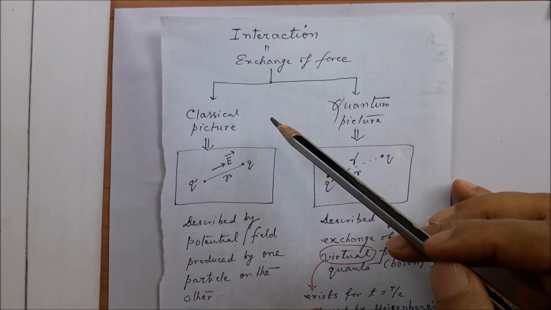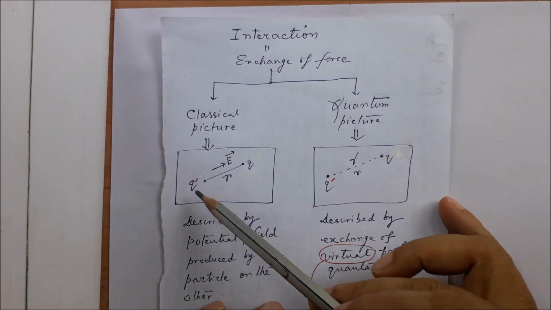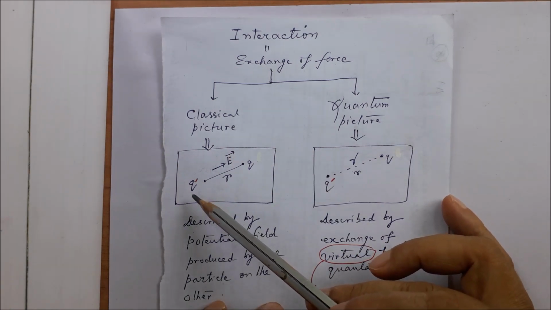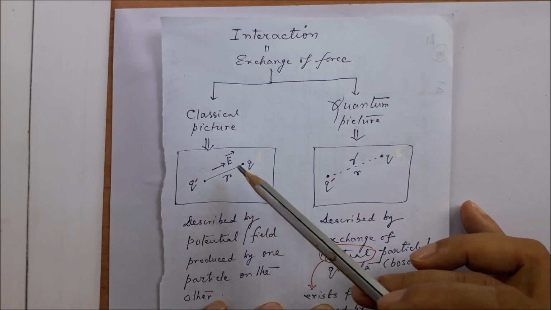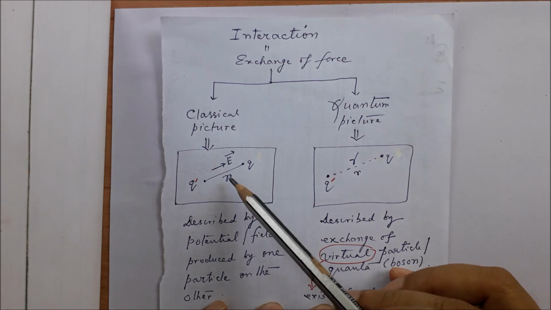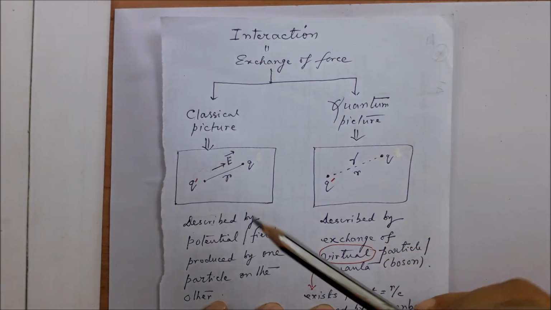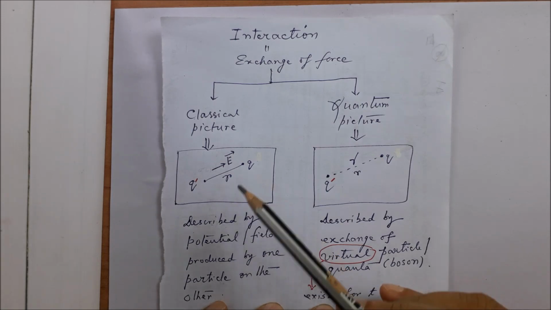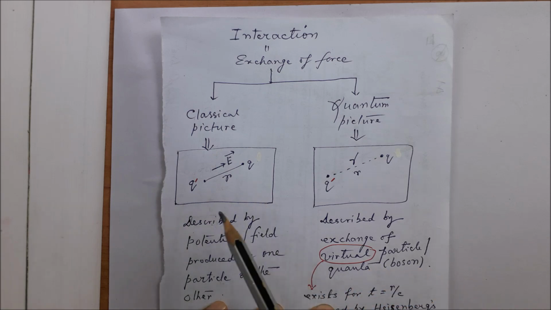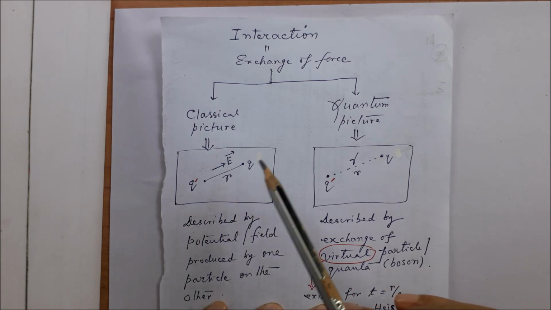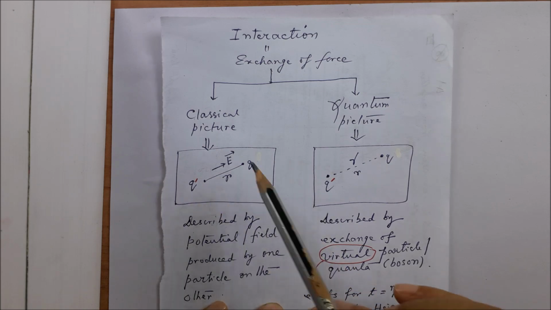Now let us present the classical picture first. Here Q prime is the source charge and said to be interacting with a field charge Q through the field E that it has set up around itself. The field charge Q gets a feeling of the presence of the source charge Q prime, and in the process gets repelled or attracted depending upon the sign of the two charges.